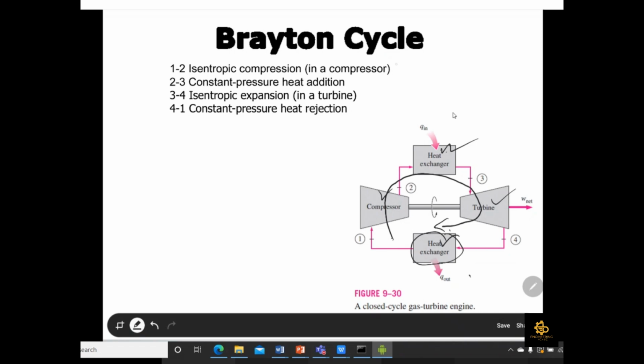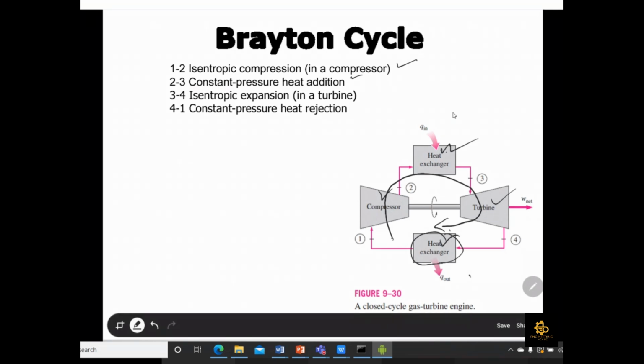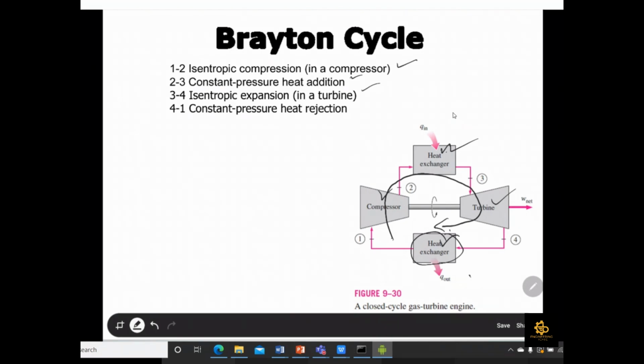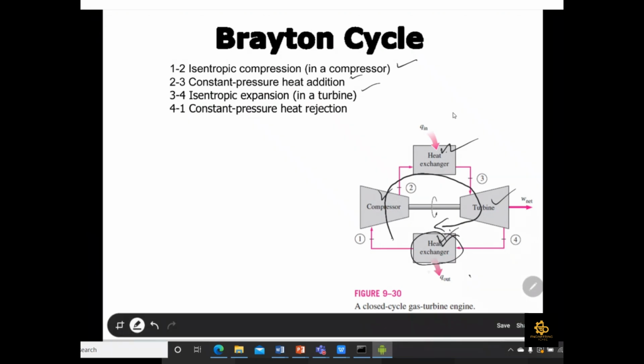So in this case, there will be 4 processes involved. The isentropic compression process takes place from 1 to 2, which is your compressor part. Then a constant pressure heat addition process, which is from 2 to 3, and then 3 to 4, which is your isentropic expansion in the turbine. We already saw a similar isentropic expansion in the Rankine cycle as well, because expansion takes place in the turbine, and then there will be a rejection of heat from 4 to 1.